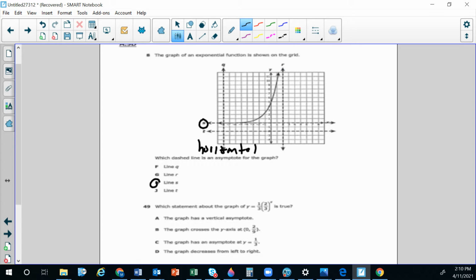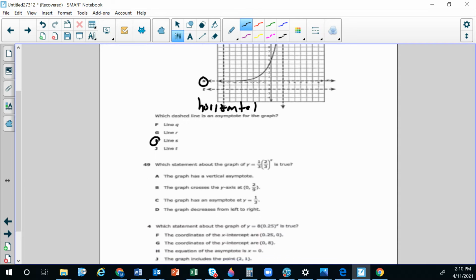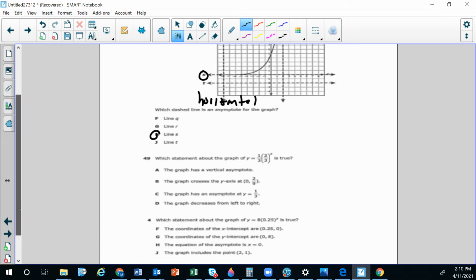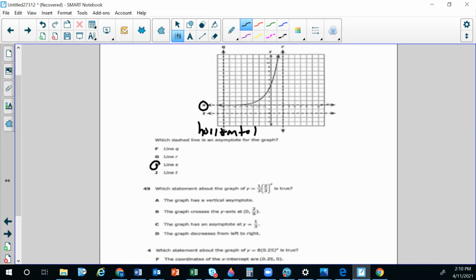Now, 49 asks you which statement about the graph is true. Okay, the graph has a vertical asymptote. The graph crosses the y-axis at 0, 2/9. No, that is not true. The graph does not cross the y-axis at that point. It crosses the x-axis at 1. It crosses the y-axis at 1, 2, 3, 4, looks like 5 there. So that's definitely not correct.